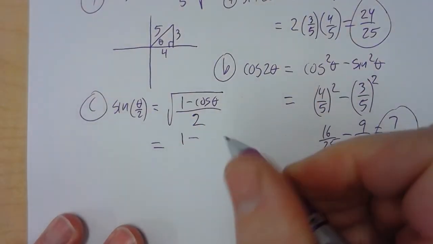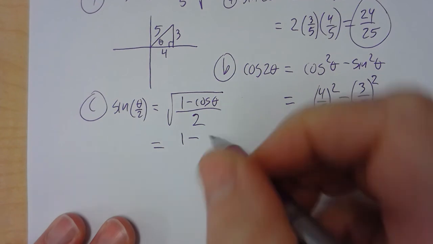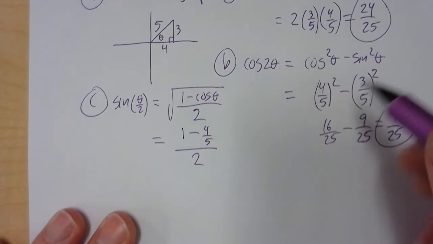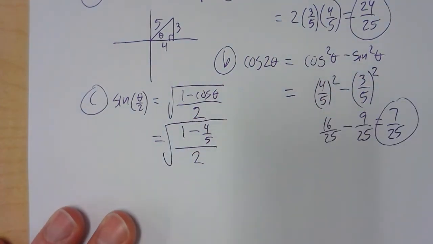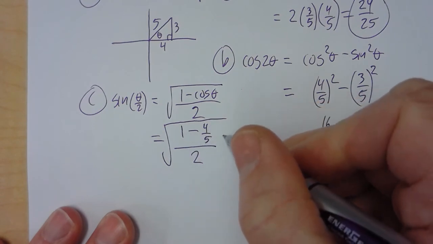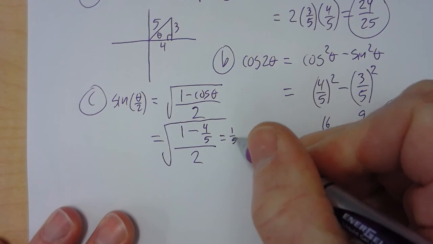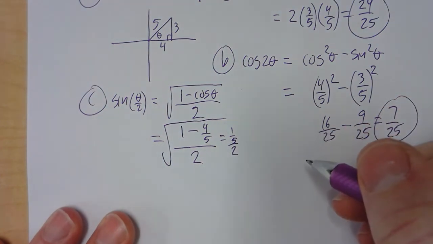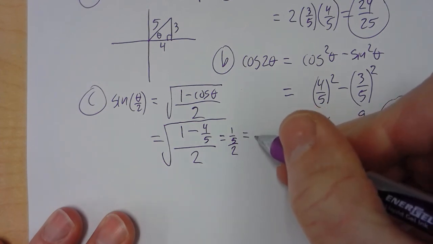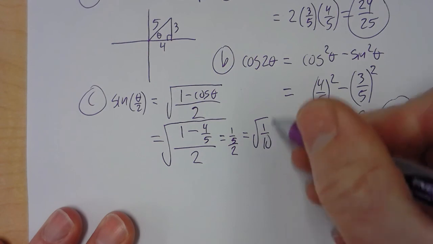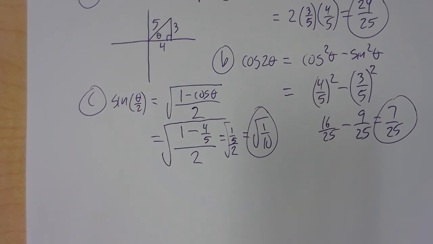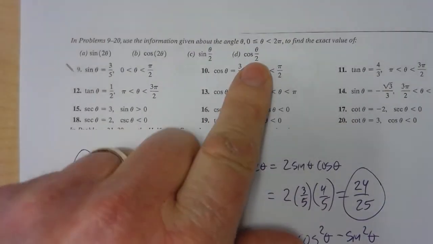So it's going to be 1 minus cosine of theta, that was the 4/5, right? And then divided by 2, and take the square root. That should be it. So that would be 1/5 divided by 2, which would be 1/10. So it should be the square root of 1/10. Because that would be 1/5 divided by 2. Yep, square root of 1/10. Okay, now we got the half angle for cosine.